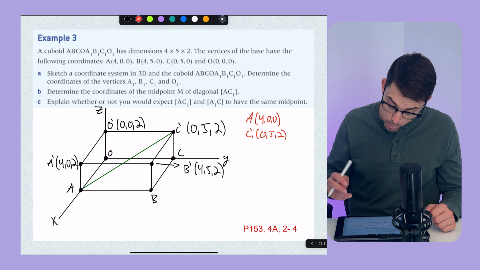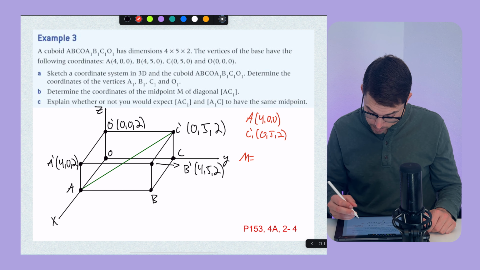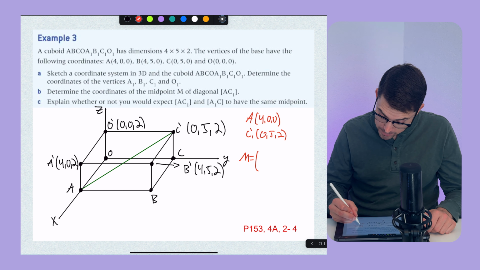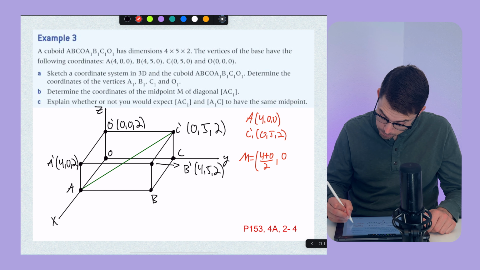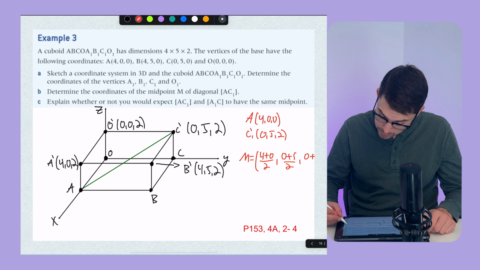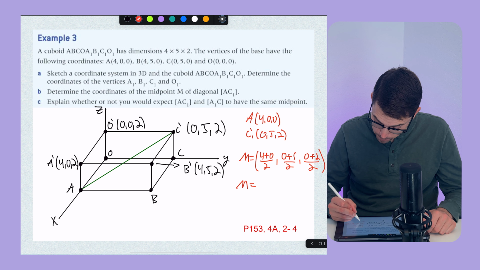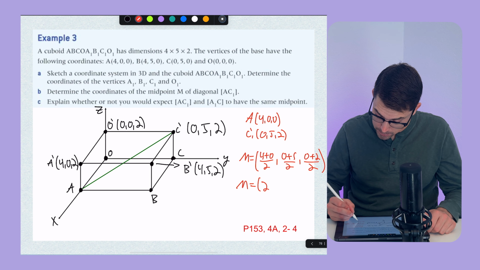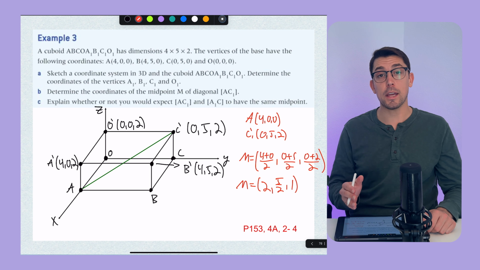So what that looks like algebraically is I would have my midpoint here, M, and that's going to be equal to my average of x's. In this case, I have 4 plus 0 over 2. My average of y's, I have 0 plus 5 over 2. And then my average of z's, which is 0 plus 2 all over 2. And what it's going to give us is, 4 plus 0 over 2, that's going to give us 2. 0 plus 5 over 2, that's going to give us 5 over 2, or 2.5. Then I have 0 plus 2 over 2, that's going to give us a value of 1, and that will end up being the midpoint.